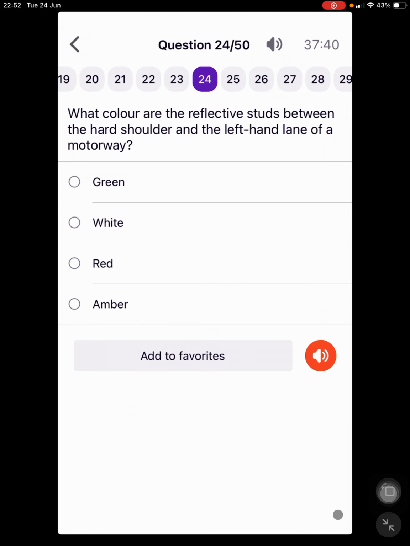What color are the reflective studs between the hard shoulder and the left-hand lane of a motorway? Green. White. Red. Amber. What color are the reflective studs between the hard shoulder and the left-hand lane of a motorway?